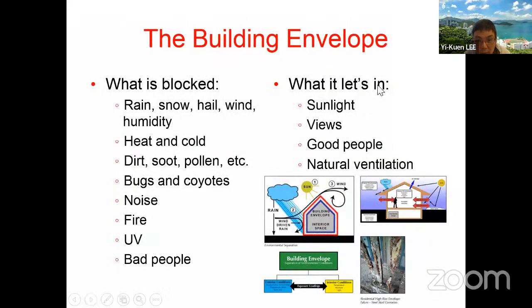And of course, there's another thing. In general, the building envelope will try to protect humans from attack from animals, and it can block rain, snow, minimizing heating and dirt, and other things. So that's very common.